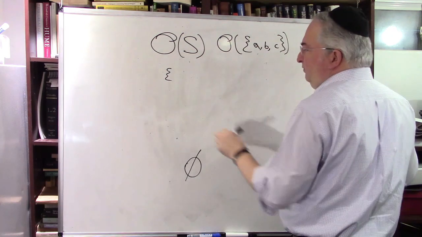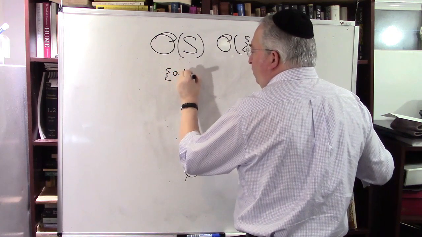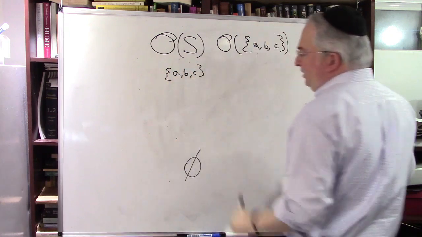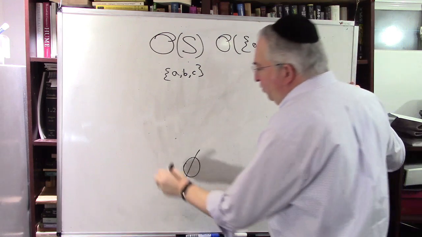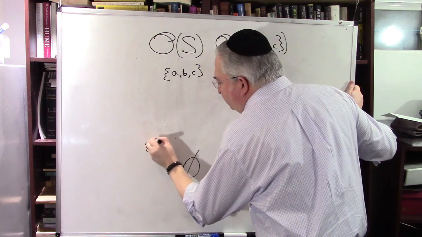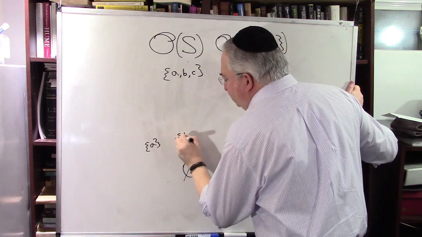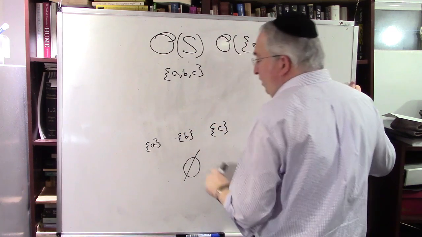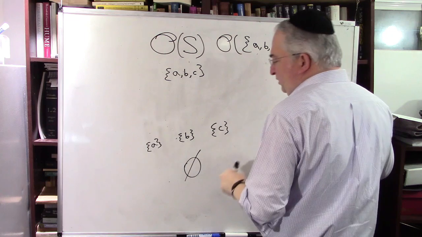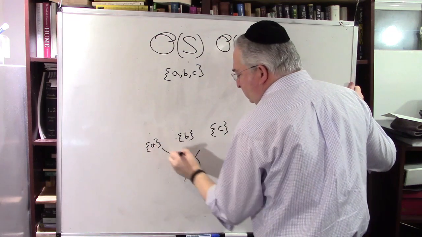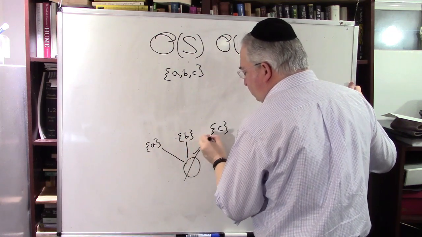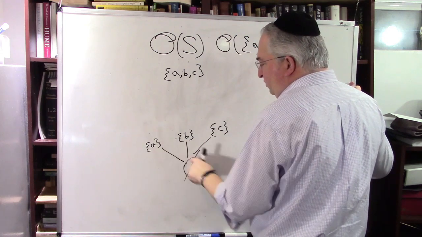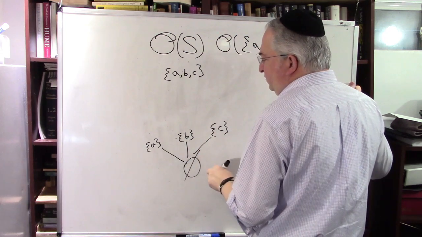That is a subset of this. The other one is going to be the whole thing. That is a subset of this. And there's a few more. So the set that only contains A, the set that only contains B, the set that only contains C, these are subsets of this. And this is an inclusion. The empty set is included in here. This is included in here. This is included in there.